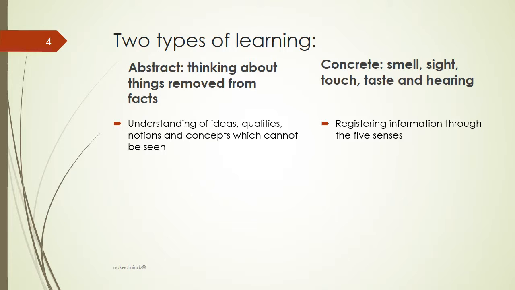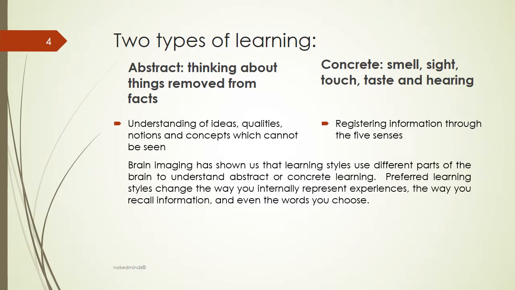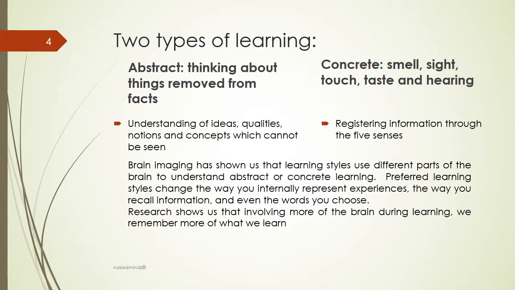Now, brain imaging has shown us that learning styles use different parts of the brain to understand abstract or concrete learning. Preferred learning styles change the way you internally represent experiences, the way you recall information, and even the words you choose. Research shows us that if we involve more of the brain during learning, we remember more of what we learn. There's a lot of information about studying, and the following techniques were some of them that I used for my students.